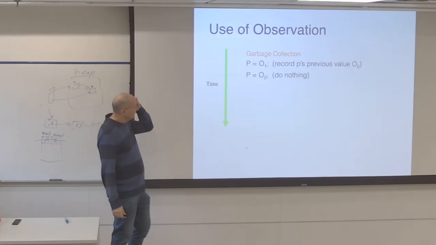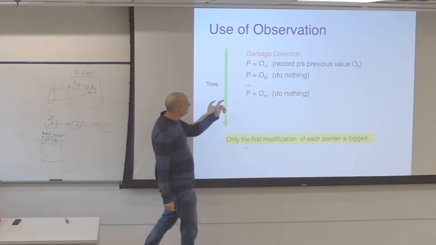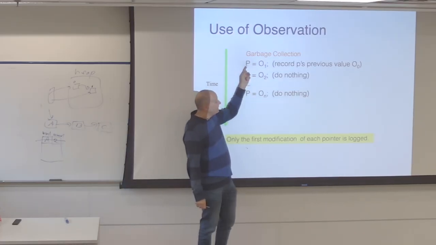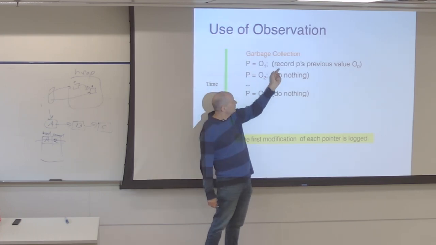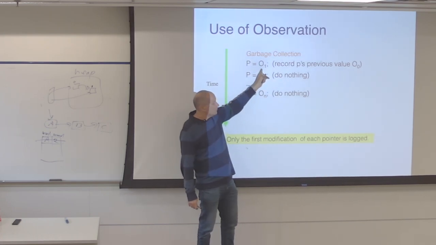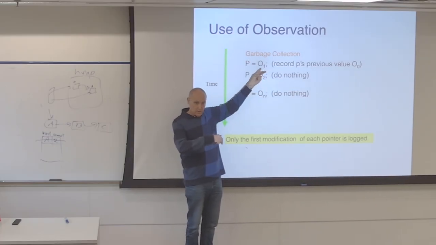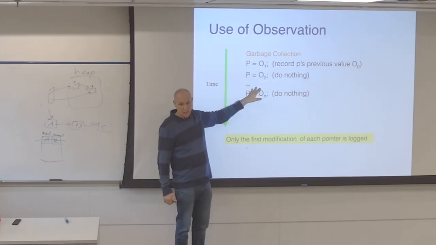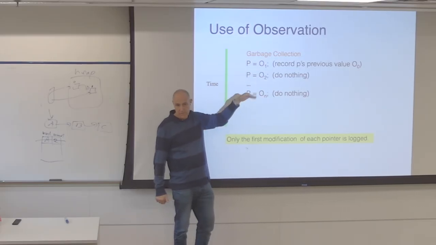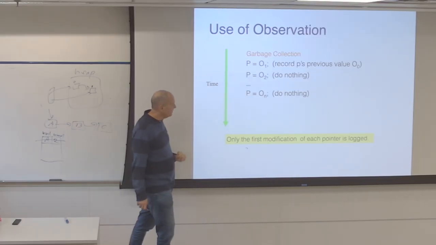Okay, so the timeline is like this. When this pointer P first changes, I'm going to record the previous value, this O0, before I write O1 into it. And then when it changes again, I have to do nothing, really. I can just go on until the next garbage collection. I don't need to do anything.